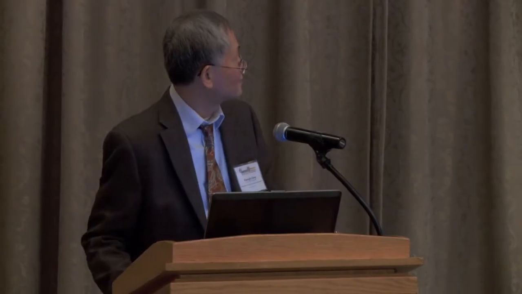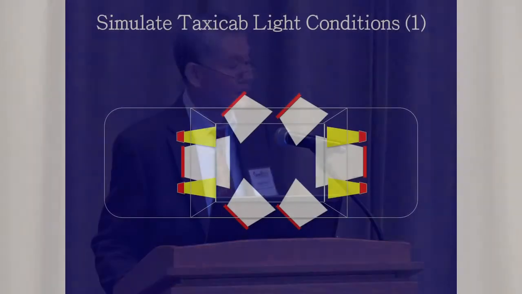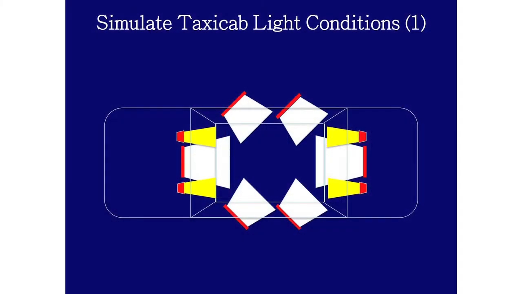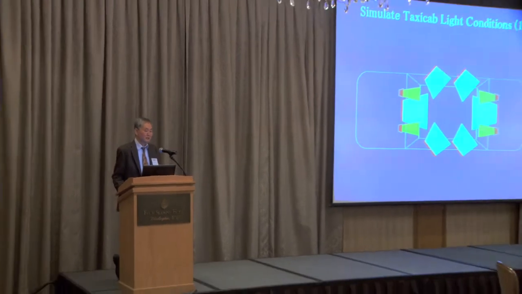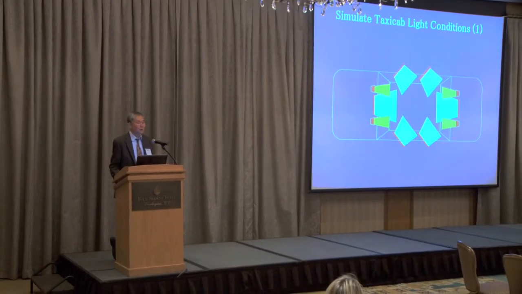And this is simulated taxi cab light. We use 6 LED panels and 4 incandescent lights. Incandescent lights were used to simulate the sunset light condition with a lower color temperature.